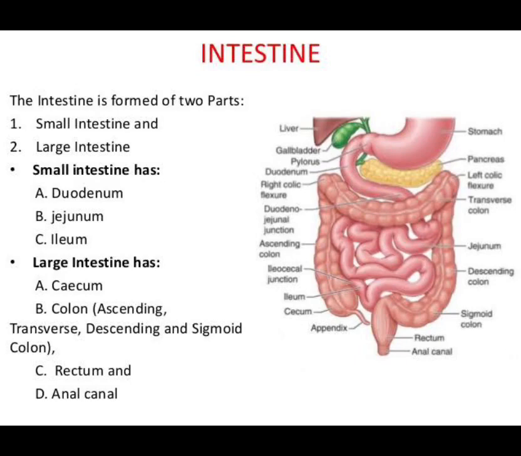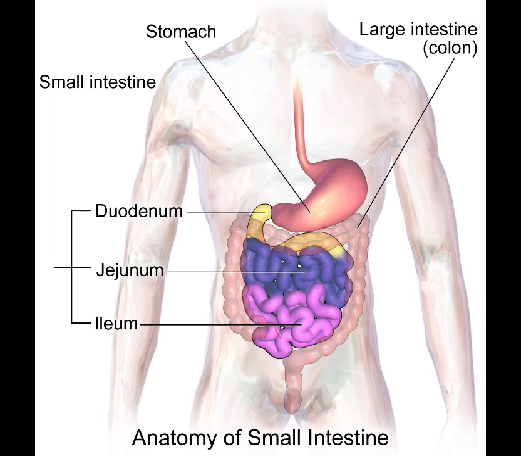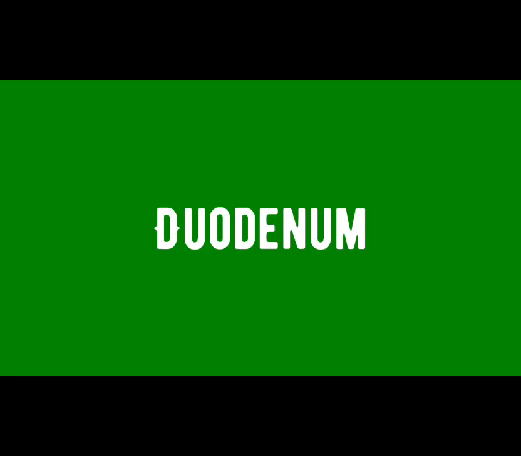As I said, the small intestine has three parts. Number one is the duodenum, number two is the jejunum, number three is the ileum. The duodenum is the fixed part, and the jejunum and ileum are the mobile parts. Now we'll discuss the duodenum. The duodenum is the proximal dilated and fixed part of the small intestine, and it is devoid of mesentery.